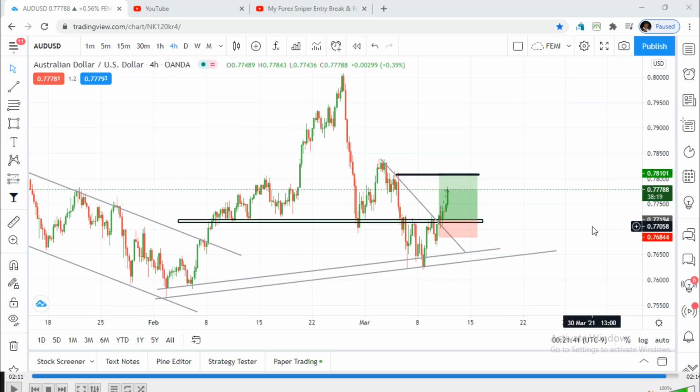We enter buy, and look at that red candle. That was the retest candle. Then we buy, and what happened? We're in profit. So this is how to identify your key level of support and resistance. As a trader, these are very important.